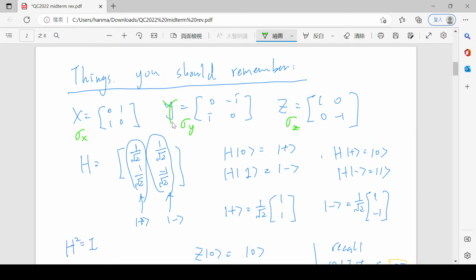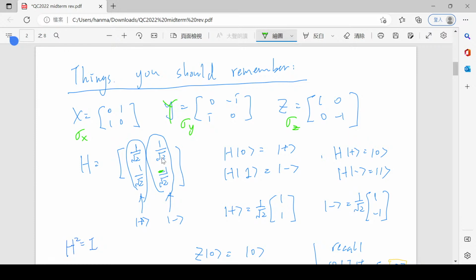Also, a matrix that's very closely related to the Paulis is the Hadamard matrix H. In matrix form, it is 1 over square root 2 times 1, 1, 1, minus 1. So only here you have a minus 1. Otherwise it's all plus 1.